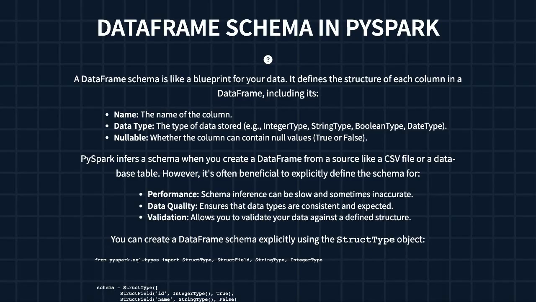Okay, let's talk about data frame schemas in PySpark. Think of a schema as the skeleton for your data. It tells Spark exactly what to expect from each column. It defines things like the column's name, the type of information stored there, and whether that column is allowed to be empty. While PySpark can usually figure this out automatically when you read data, explicitly defining the schema can really speed things up, especially with large datasets, and helps ensure your data is consistent. You can create a schema using something called StructType, which lets you specify each column's name, its data type like integer or string, and whether it's allowed to have missing values.